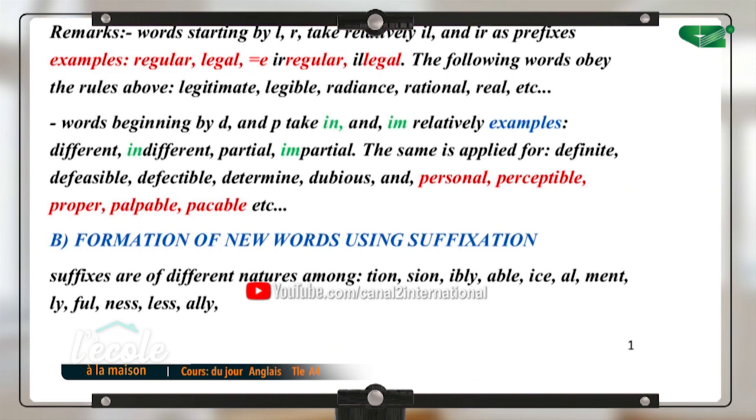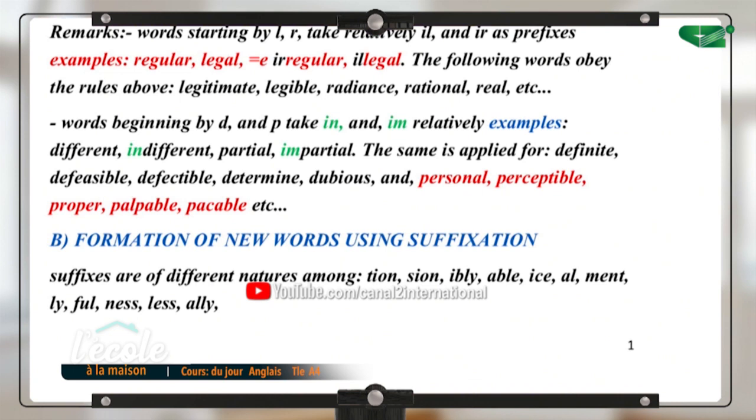So, the list is not completed. You can, with your own research, try to enlarge the list of those words. At the bottom of the first page, B. Formation of new words using suffixation. But first of all, we will give you a list of suffixes.